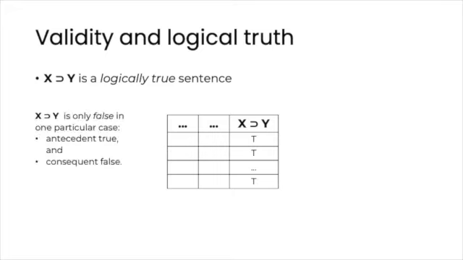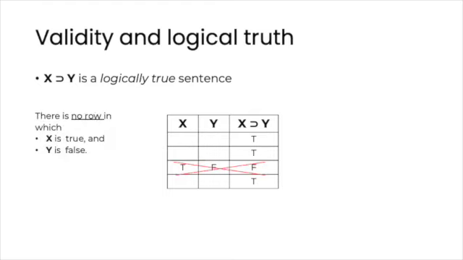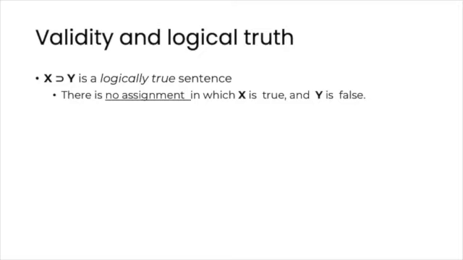Well, we know that a conditional is only false in one particular case, namely in a case in which the antecedent is true and the consequent is false. So given that X is the antecedent and Y the consequent, then we can conclude that if X horseshoe Y is a tautology, then its truth table contains no row in which X is true and Y is false. Also, keep in mind that X horseshoe Y is a tautology, and therefore there is no assignment in which X is true, but Y is false.